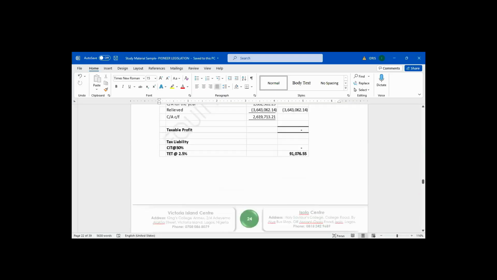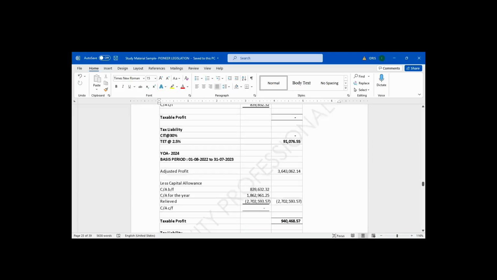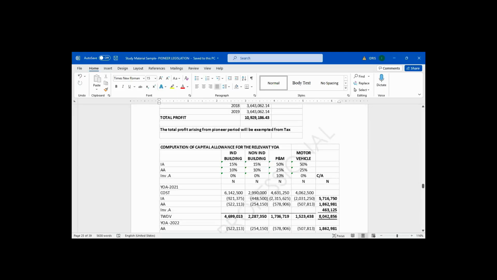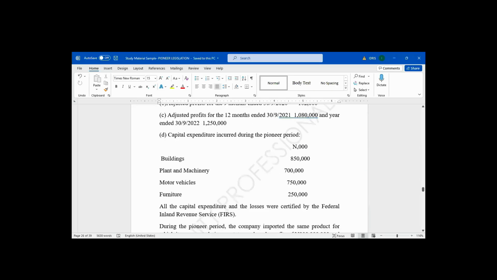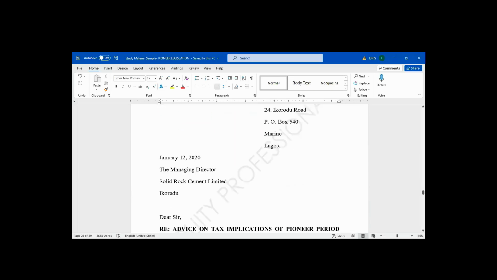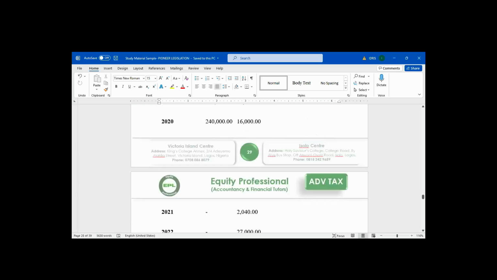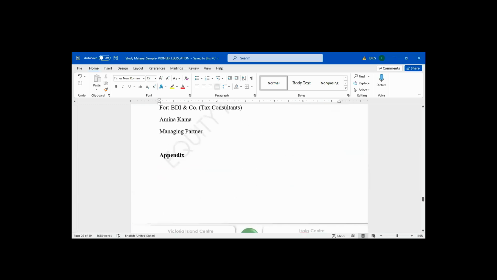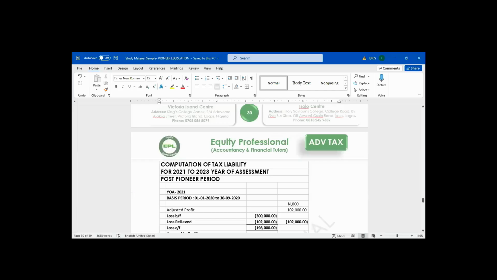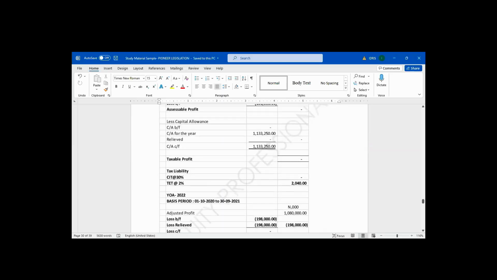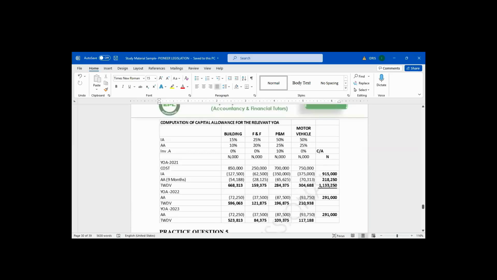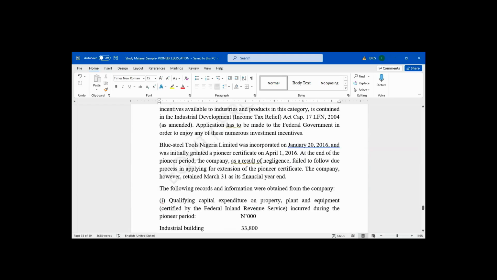So let's look at one more question, my people. Hello, sir. Yes, I can hear you. Let us assume after the pioneer period they still have capital allowance that they've not enjoyed. Are we still going to be deducting it? Yes. Maybe as at that period, their profits could not absorb all the capital allowance. We are going to carry it forward. Okay. All right. Thank you.